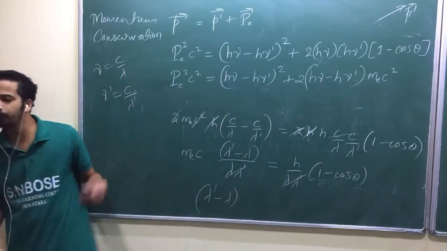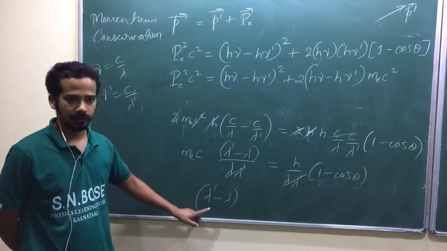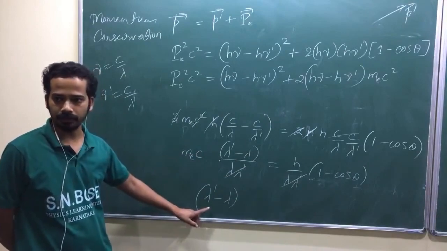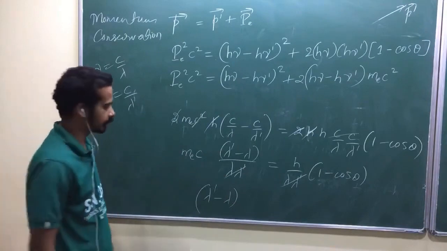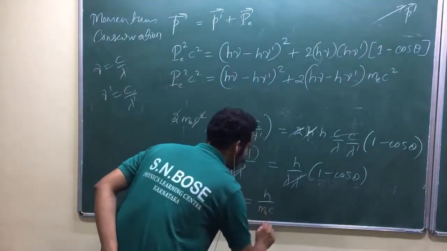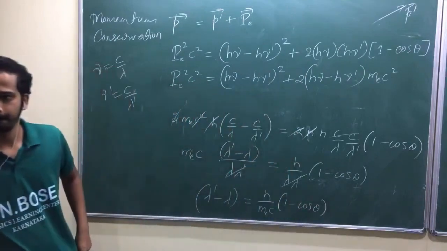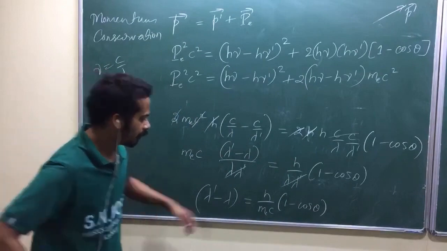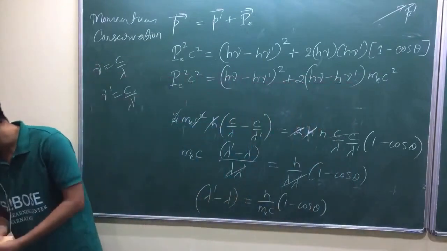If the energy of the photon decreases in the process, the wavelength will increase. I mean the wavelength of the scattered photon is higher than the wavelength of the incident photon. So that's why this should be a positive quantity. You can expect that. So that's equal to h by me into c into 1 minus cos theta. And we call this h by me c as lambda c.